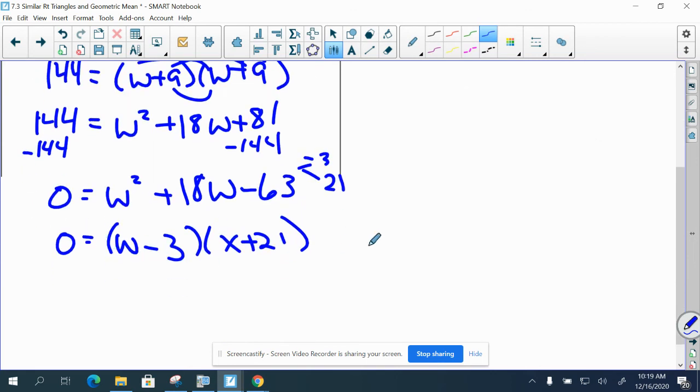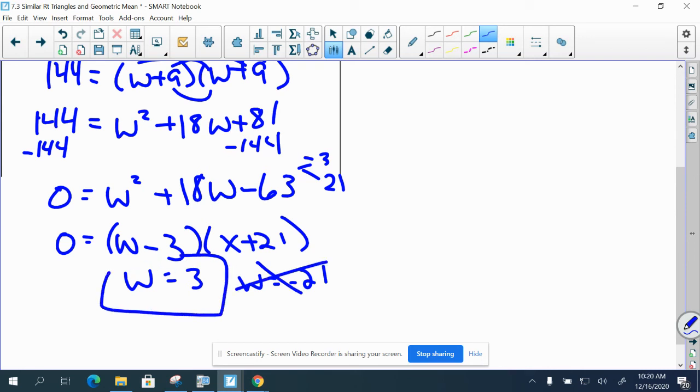And then you set each factor equal to 0 and solve for w. So this would give us w is 3, w is negative 21. W can't be negative 21 or that'll give us a negative altitude. So the answer is w equals 3. And it just said to find w. So that's it.